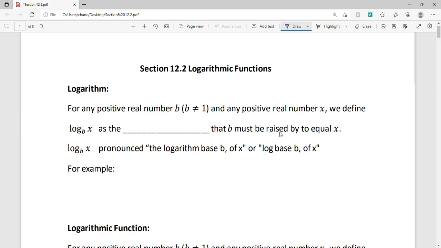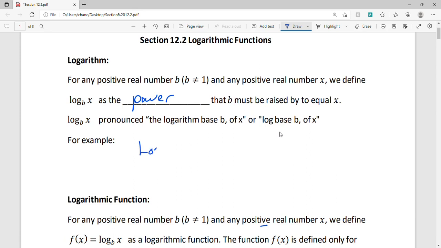Today we'll look at section 12.2, logarithmic functions. Logarithm. For any positive real number b not equal to 1, and any positive real number x, we define log base b of x as the power that b must be raised by to equal x. Log base b of x is pronounced "the logarithm base b of x," or we can say "log base b of x." For example, we have log base 3 of 9.